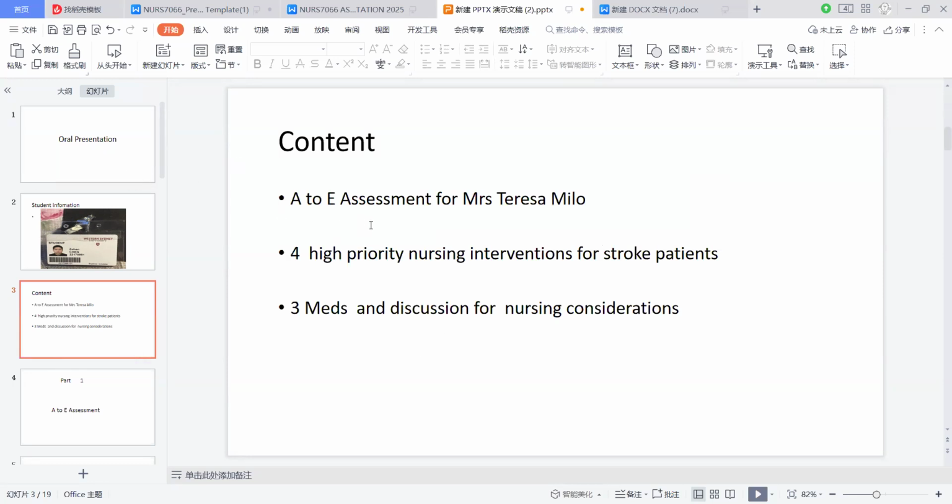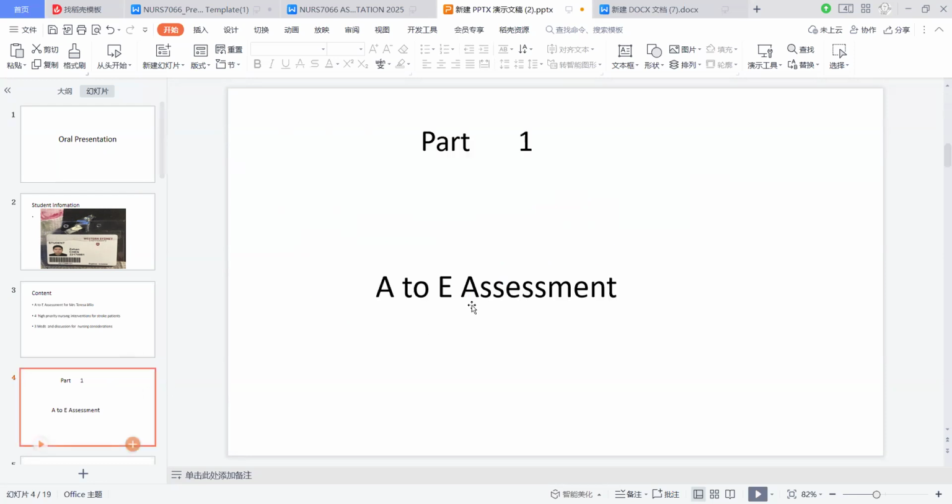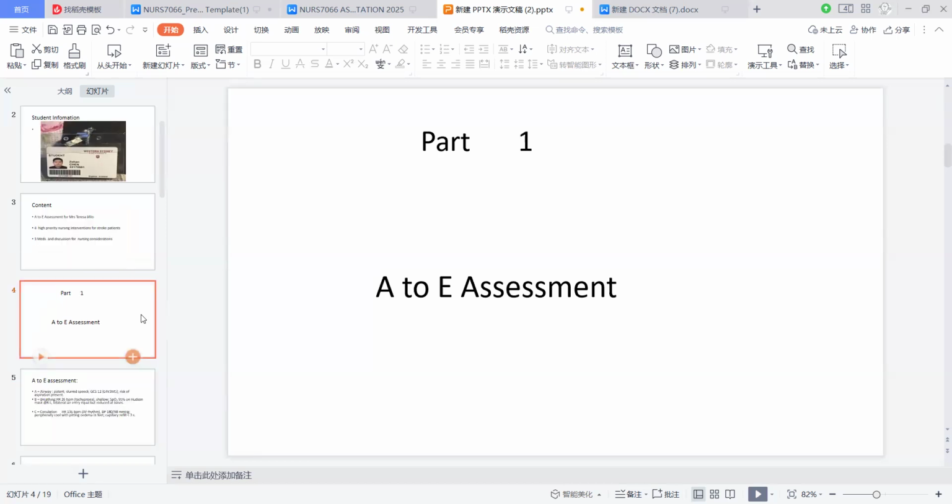The first part is the ABCDE assessment technique for your scenario. The second part is the four high-priority nursing interventions for stroke prevention. And the third and final part is pre-medication and the nursing considerations. We come to part 1, the assessment.